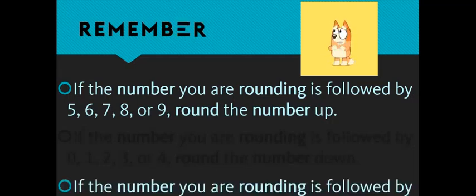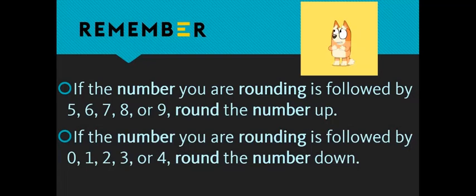So remember, if the number you are rounding is followed by 5, 6, 7, 8, or 9, round the number up. If the number you are rounding is followed by 0, 1, 2, 3, or 4, round the number down.